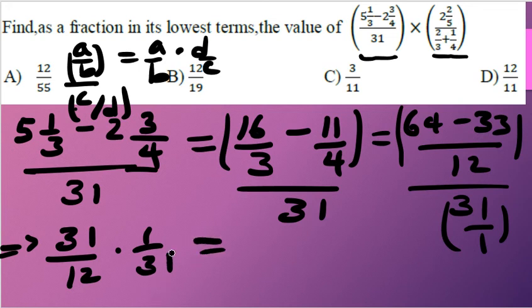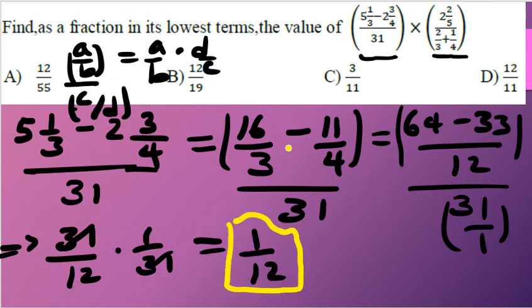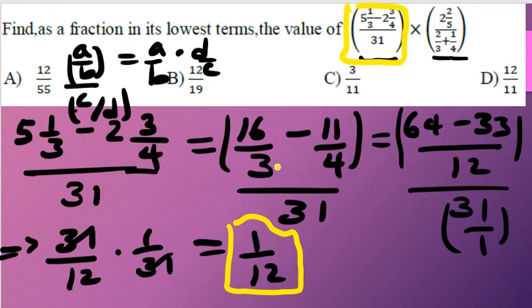This is the same as 3 over 1 will be cut with 3 over 1, so 1 over 12 remains. This is the answer of the first bracket. The first bracket answer will be this one. So I'm going to multiply with the second. Again, let's go to the next page and let's do the second fraction.